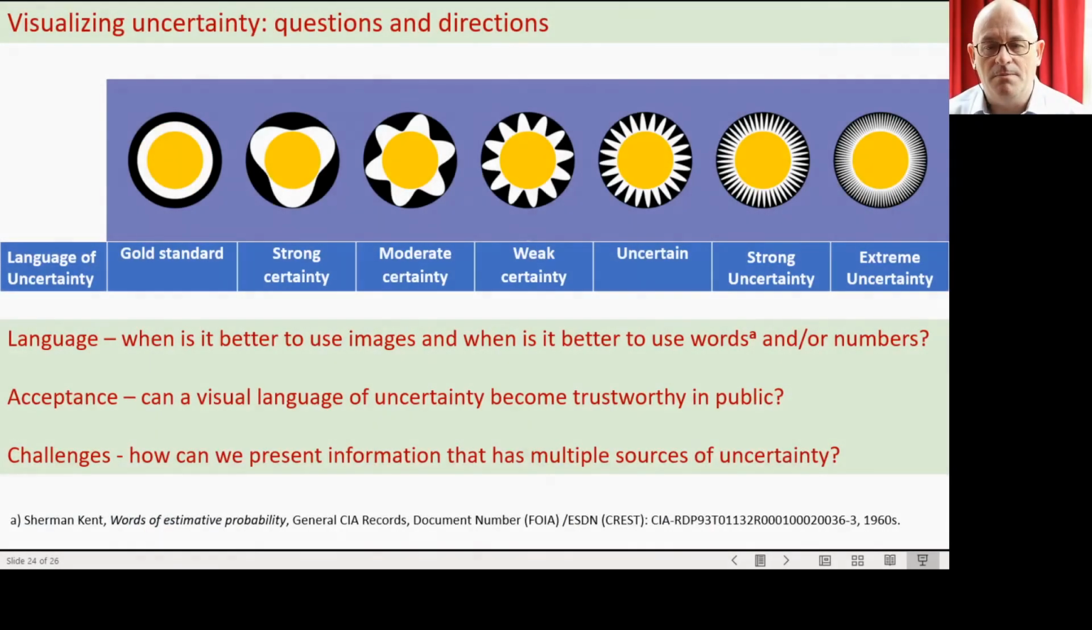So finally, where are we going next? What are our questions and what directions? So we're very interested in a number of things here. One is language. When's it better to use images? When's it better to use words and numbers? When should you mix them both? I'm going to do some tests on this. And indeed, what is the language of uncertainty that might appeal more to the public and decision makers than the mathematical language that we'd want to present to them if they were mathematicians or statisticians?